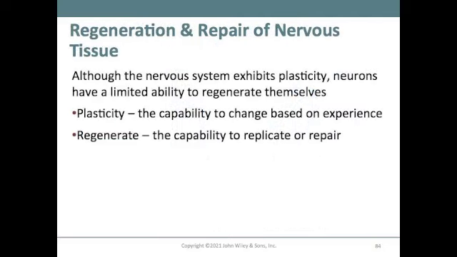Regeneration of nervous tissue and its repair, on page 455. Although the nervous system exhibits plasticity, neurons have a limited ability to regenerate themselves. Plasticity is the capability to change based on experience, and regeneration is the capability to replicate or repair.